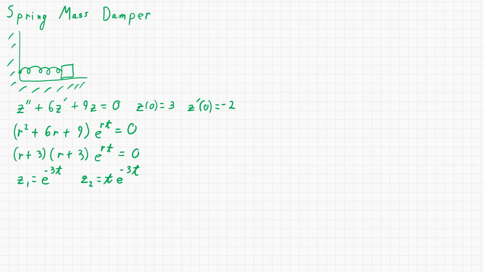And again, we go through the same process to solve the initial conditions. So our general solution, z of t equals c1 times z1, so equals c1 e to the negative 3t plus c2 t e to the negative 3t. All right, well, we know z of 0 ends up actually just being c1, right? We get c1 times e to the 0 plus c2 times 0 times e to the 0. The t equals 0 there kills off the c2 term, so we end up with just c1. And c1 is supposed to be 3, so we know c1 is 3.